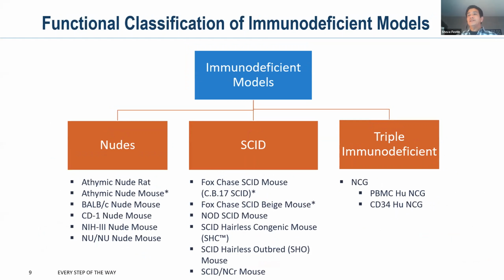Apologize. So within this classification, there are rats, especially in the nude. In the nude classification, the nudes are athymic as well. We'll talk a little bit about that, and they are also on a number of backgrounds, BALB/c as well as CD1. SCID, which is severe combined immunodeficiency syndrome mutation, is also present in a number of different models. And then the triple immunodeficient, we really have just the NCG, but what I'll talk about today are both the PBMC humanized as well as a CD34 humanized version.